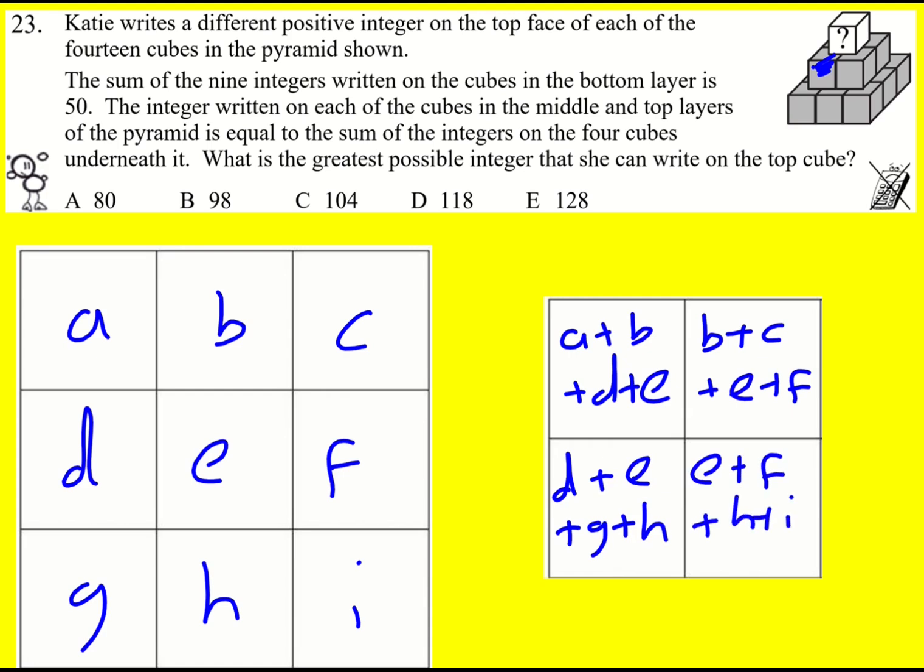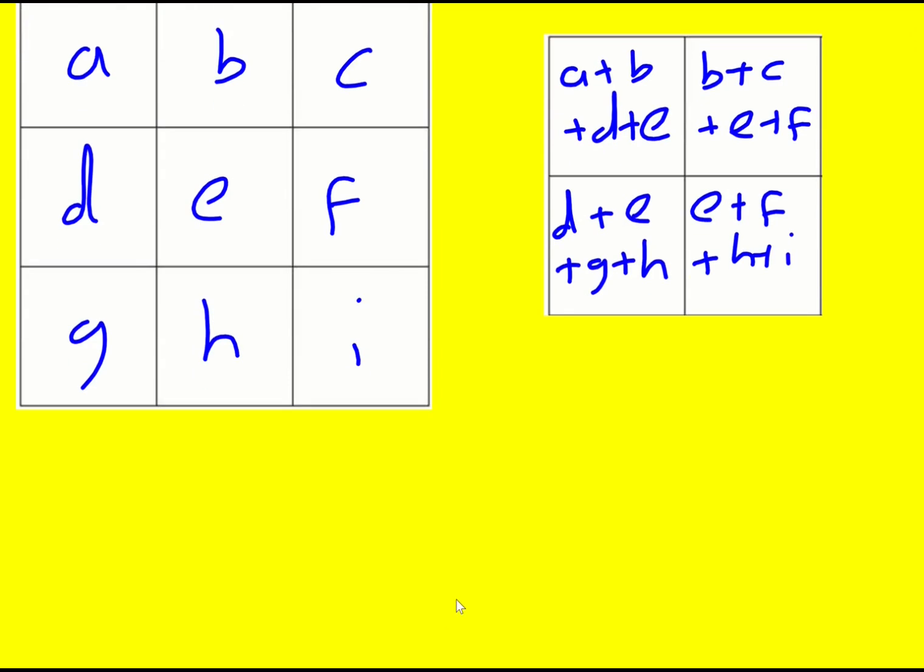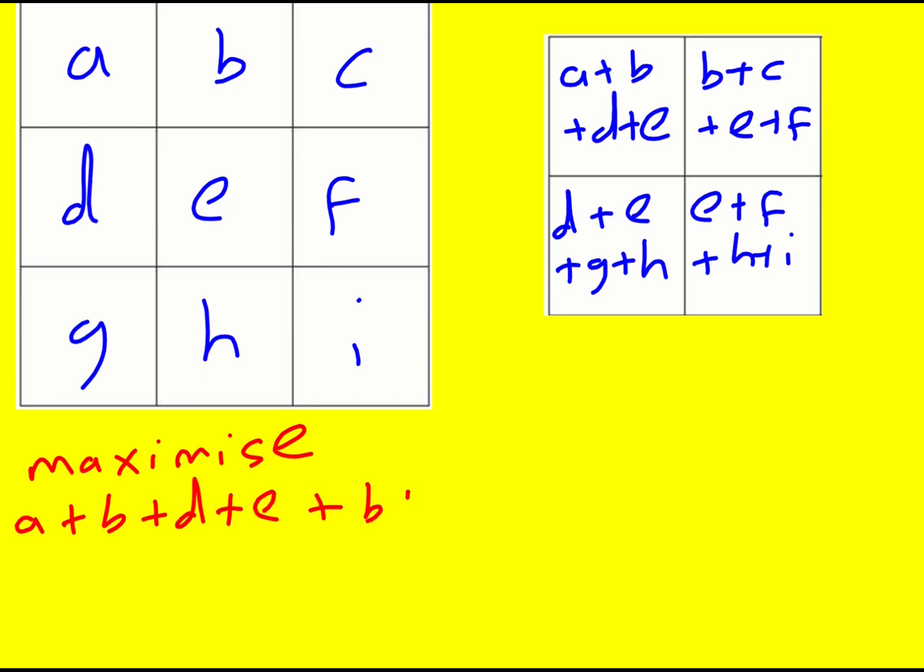What we notice straight away is that some of them only get counted once, like the ones on the corners, and actually E gets counted 4 times. Now it comes to finding the top one, and that is going to be these 4 added together. So basically, we're trying to maximize A plus B plus D plus E. I'm just going to add them all together.